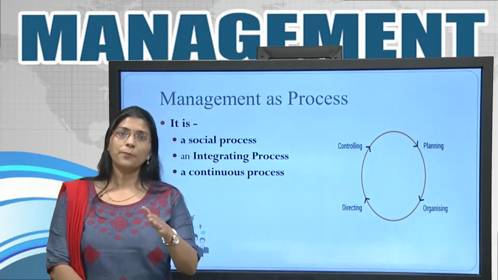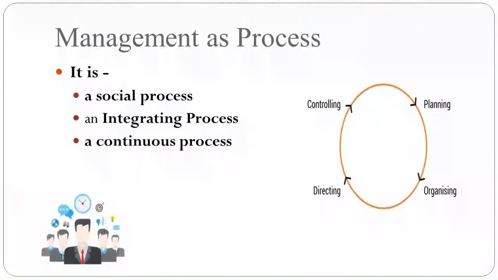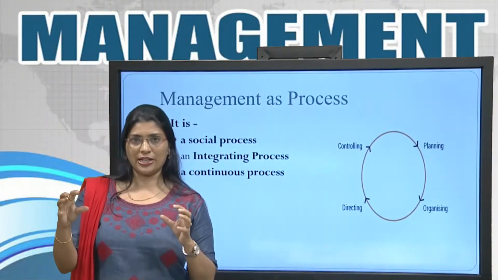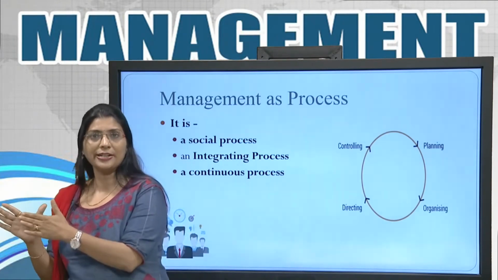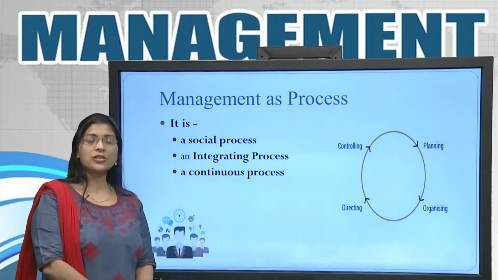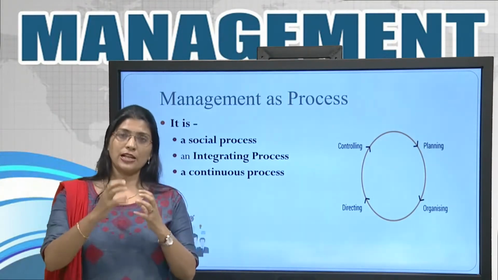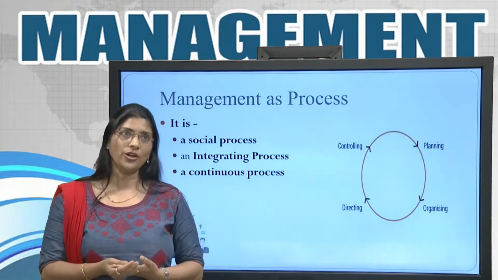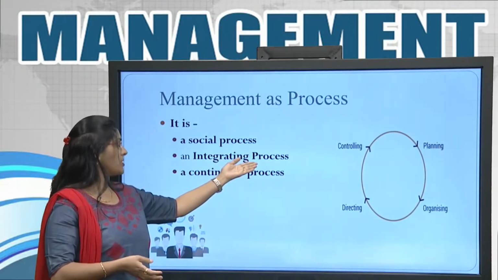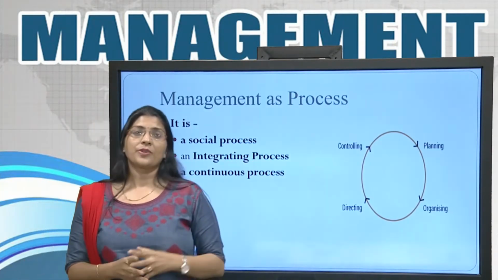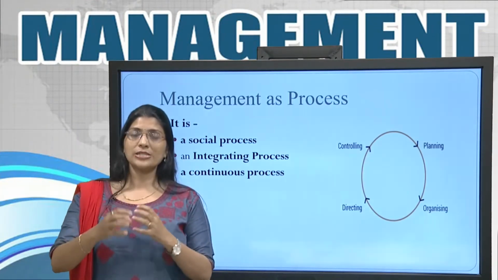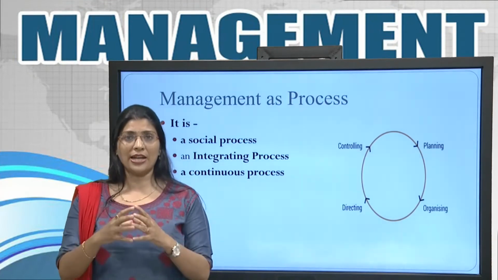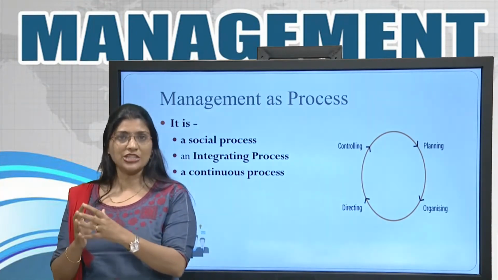Now we will have a look at management as a process. How is management a process? It is defined as a social process, an integrating process, and a continuous process. First, a process is a series of activities in a unified manner to accomplish any task. If we say it is a social process, it means management takes help of people. They interact with the people or employees in order to accomplish any task in the organization. It is an integrated process. Integrated process means it takes help of various tools, equipment and procedures and integrates them in a manner that a fruitful outcome can be achieved.